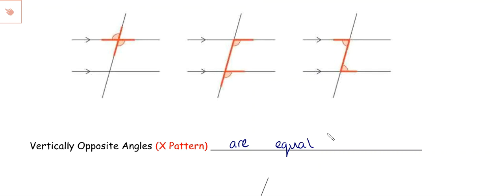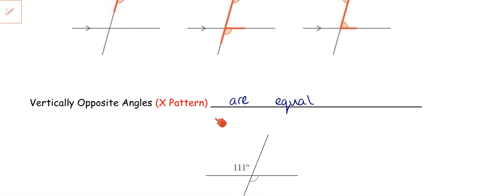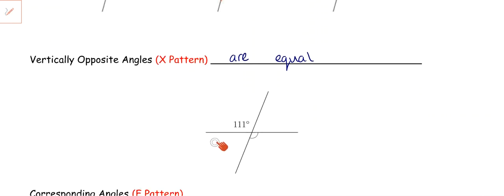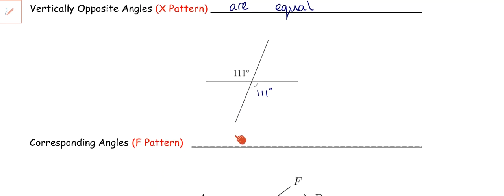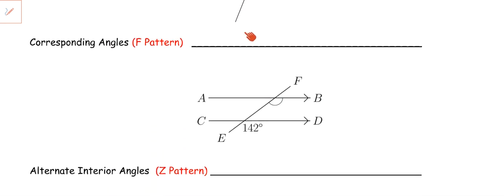That's on the next page. Now we're getting some new ones. So let's fill this in. If that was 111, this one over here would be 111. Simple as that. They're vertically opposite. Now, a new one for you.